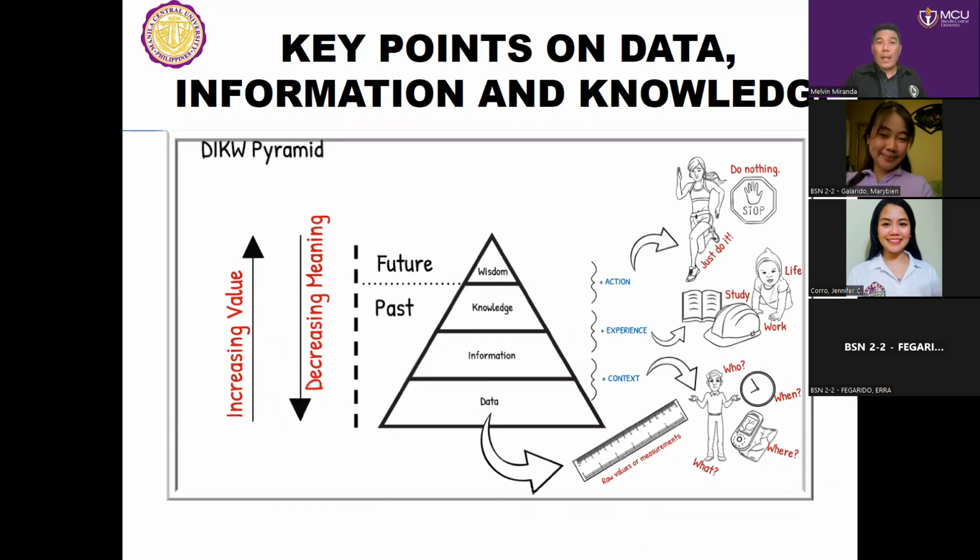Now, the wisdom, as mentioned, knowledge, information, and data are from the past. And wisdom is considered as the future. Because wisdom is your capacity by which you will weigh and decide accordingly based on knowledge, information, and data on how you will use this in your future.